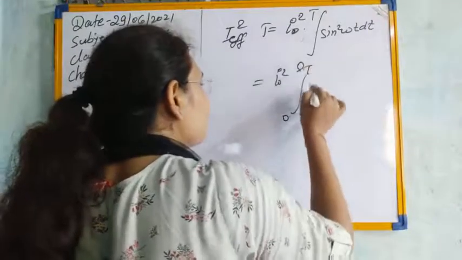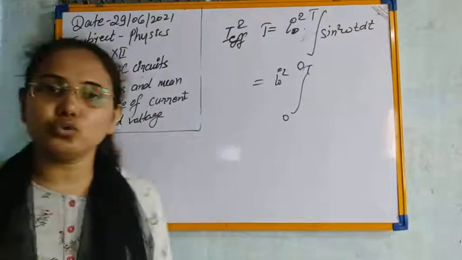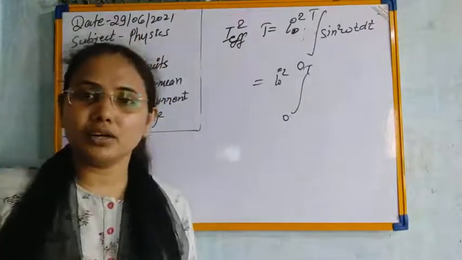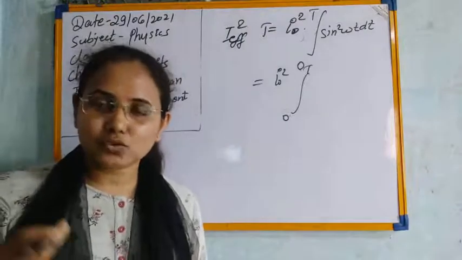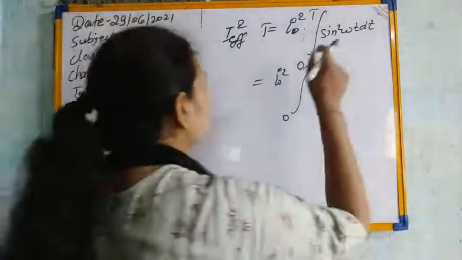So this is 0 to T, and in place of sin square omega t you can convert it into the cos 2 omega t form. Like you know that cos 2 theta is equal to 1 minus 2 sin square theta, so sin square theta equals (1 minus cos 2 theta) upon 2. So let's write down the value here for this one.